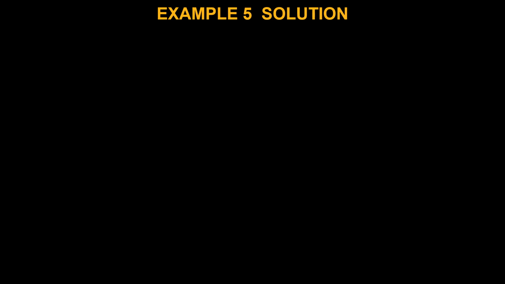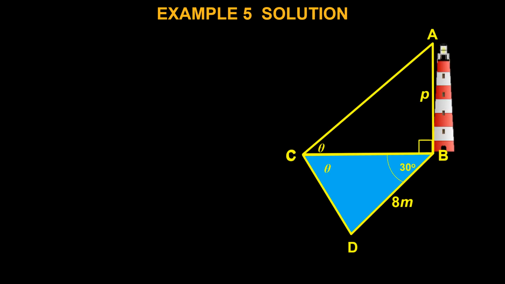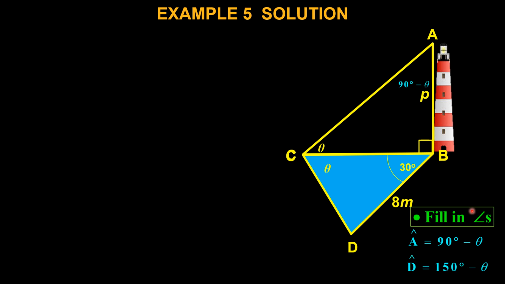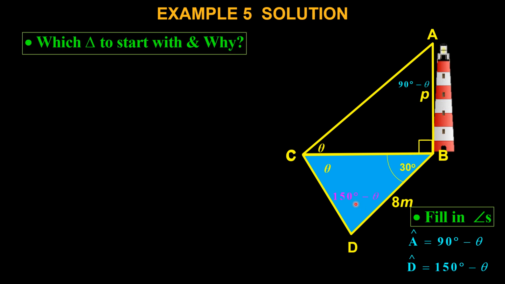Now let's consider the solution. There's our diagram, all the given information. No need to redraw. The triangles are clearly visible. There's no overlapping, so we don't have to redraw. Fill in the missing angles if it's possible. We can find angle A, which is 90 minus theta, inserted there. We can find angle D, using the sum of the angles of a triangle, which is 150 minus theta, and we insert it there. Which triangle do we start with?